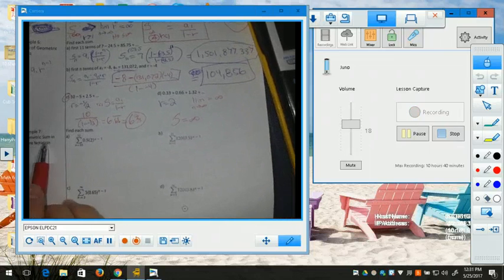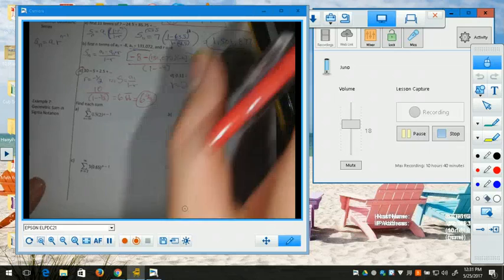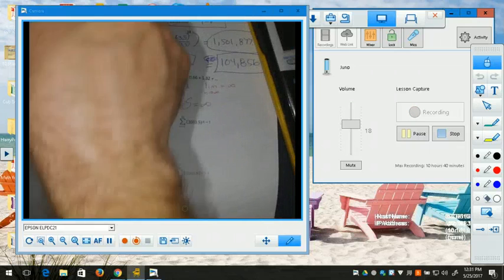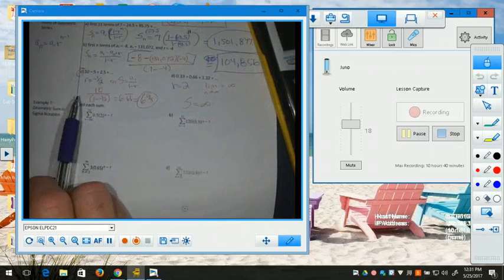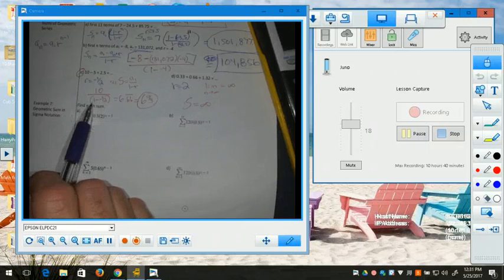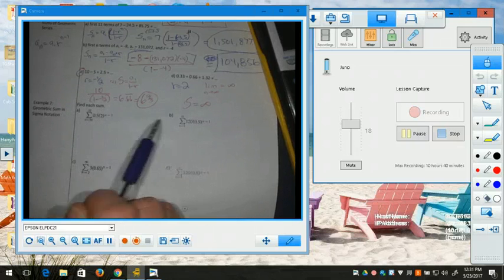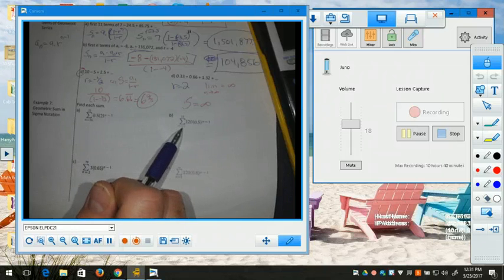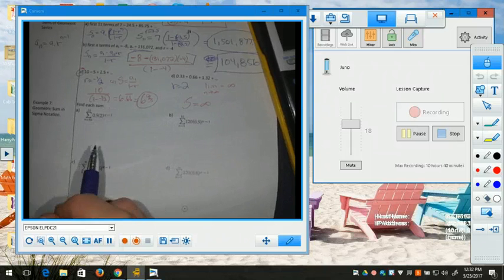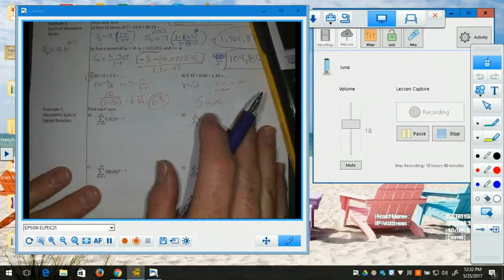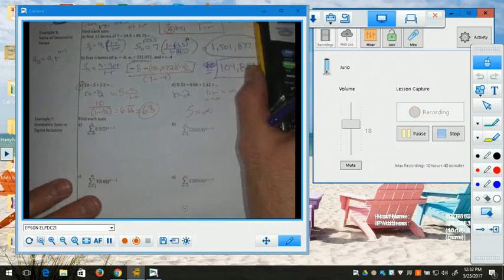Last example, example 7, geometric sum in sigma notation. Same exact idea here, except I'm not using a sub 1, at least for these two, because they don't have the first term. They want me to use other terms. So when I do this, I have to be very careful. Okay? In fact, what I'm going to make sure to be aware of, well, let's take a look.